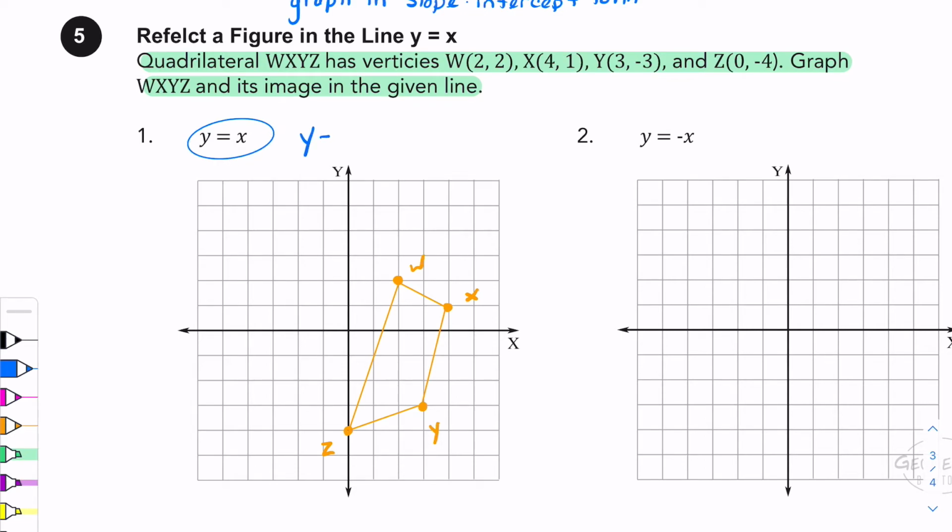Y equals x is the same thing as y equals x plus 0 in slope-intercept form. That means you would plot a point at 0 for your y-intercept, and the slope is 1 over 1, so up 1 over 1, up 1 over 1. And this here is the line y equals x. Again, it's found by slope-intercept form.